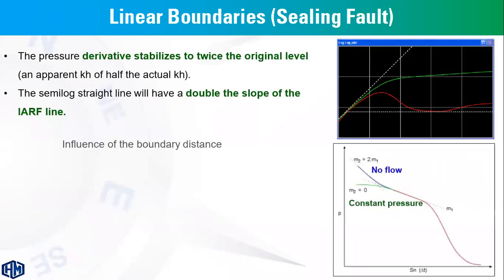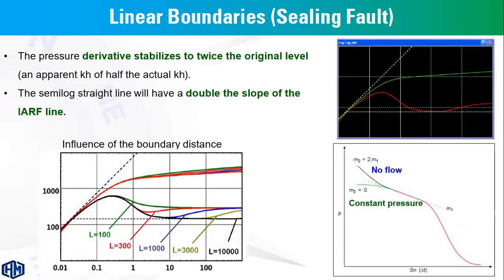This is an example for a single sealing fault. As you can see, the distance to the fault, the distance L, is the major parameter in this model. So at a lower distance like this model, the boundary effect will come early, while for a far distance like this model, the boundary effect will come late, like this case.